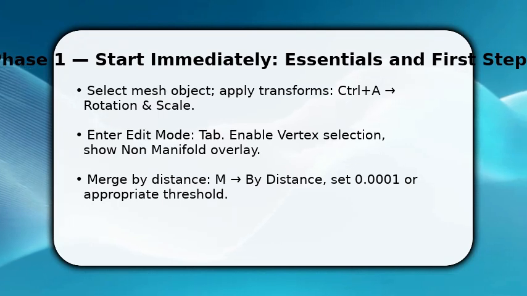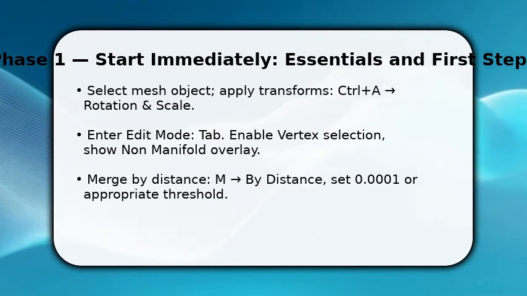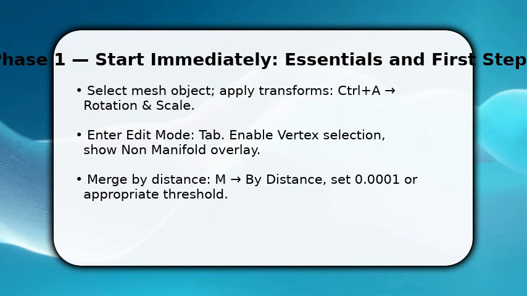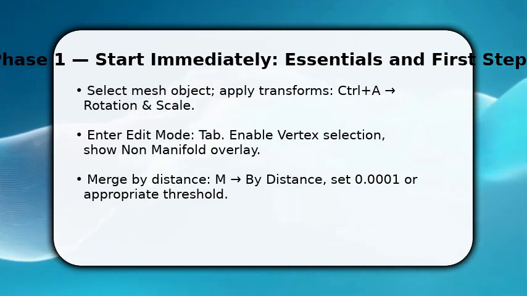You start by selecting the problematic object and applying transforms so scale and rotation don't lie to your tools. Once done, enter edit mode and switch to vertex selection. Visually enable non-manifold overlays to see holes and loose geometry. Next, merge duplicate vertices with merge by distance.